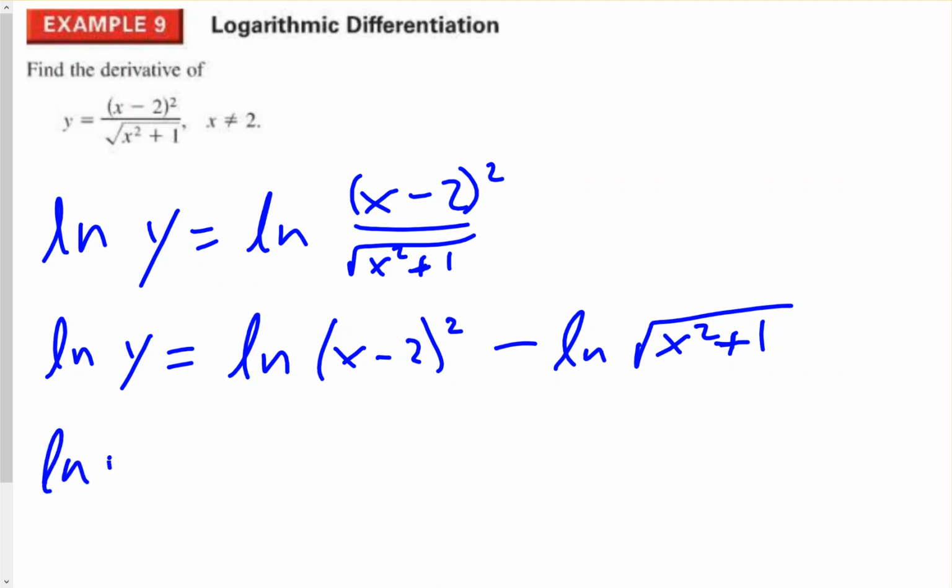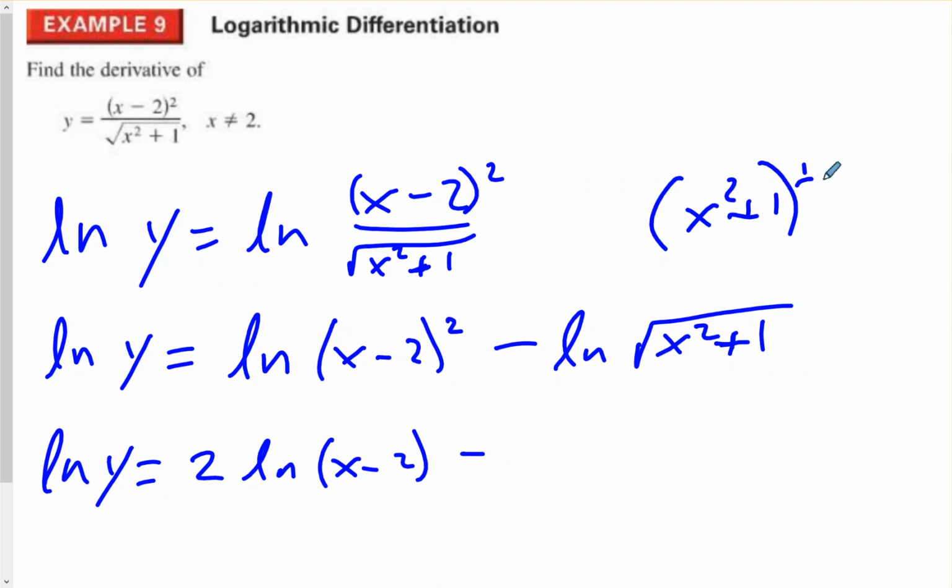And then we could take it a step further with our exponents. Exponent rule for logs: we could bring the 2 in front. This will be 2 times ln of x minus 2, minus. Now the square root of x squared plus 1 is x squared plus 1 to the 1/2, so that 1/2 will come in front. So 1/2 ln of x squared plus 1. Okay, now that you have it fully expanded out, now you could take the derivative.